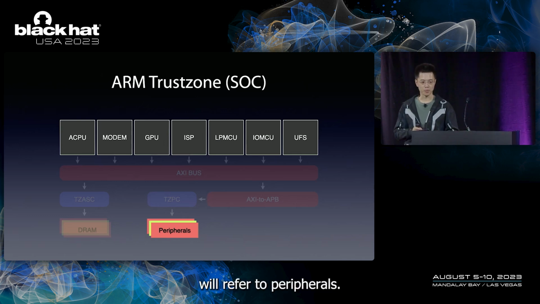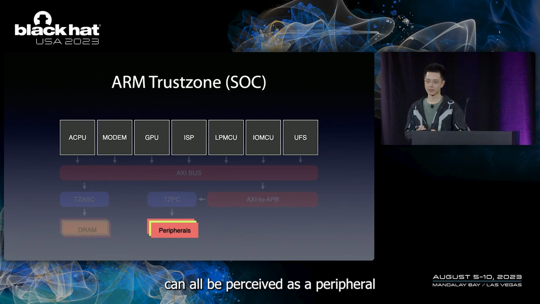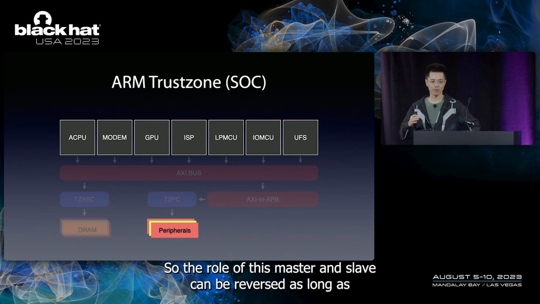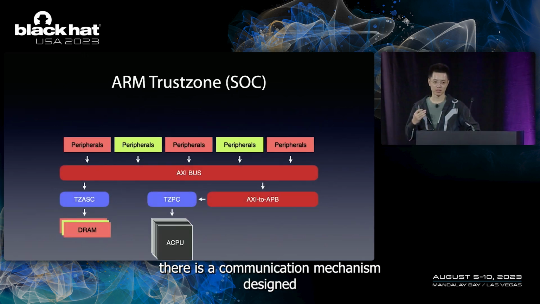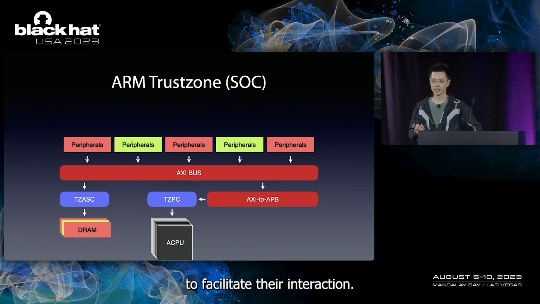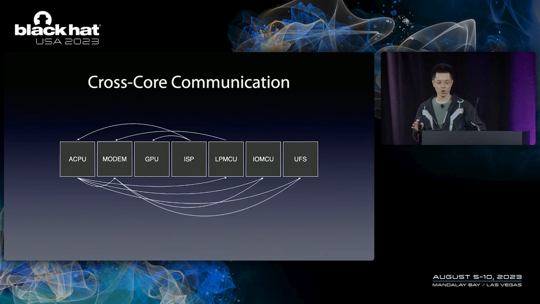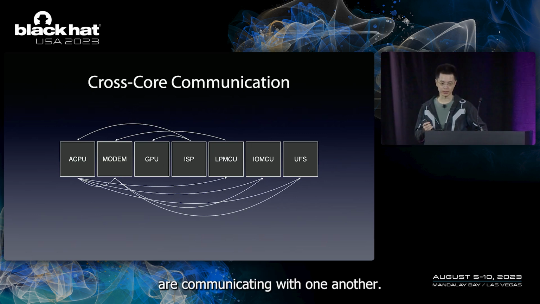When we refer to peripherals, it is important to recognize that IOMCU, LPMCU, and ACPU can all be perceived as peripherals or coprocessors from the viewpoint of other cores. So the roles of master and slave can be reversed as long as there is a communication mechanism designed to facilitate their interaction. To generalize the idea of core escalation in this path, we have to delve into the details of how these cores communicate with one another.